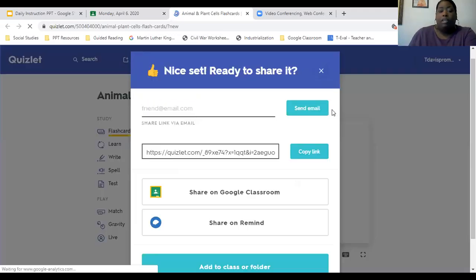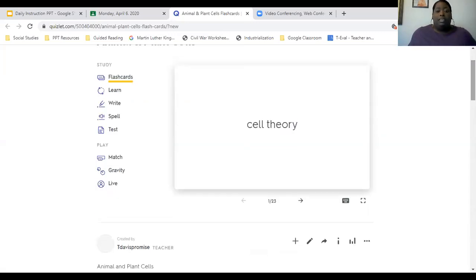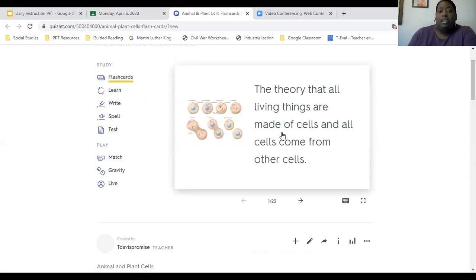And all of the vocabulary will not necessarily be used for this particular lesson, but I still want to go over them. So the cell theory is just the theory that all living things are made of cells and all cells come from other cells. And we'll talk more about mitosis and meiosis later, and that's how cells come from other cells.